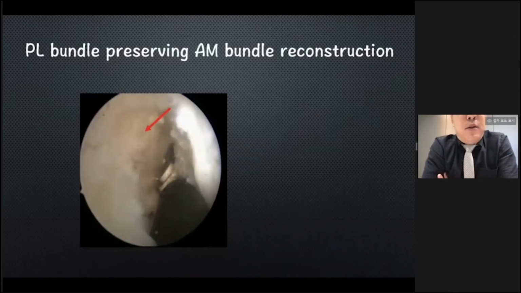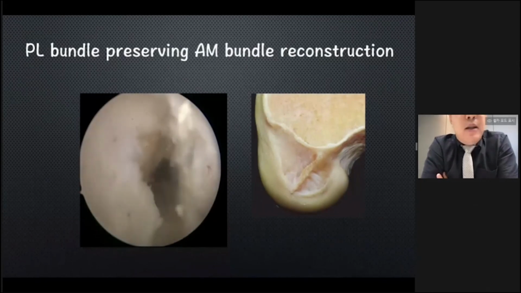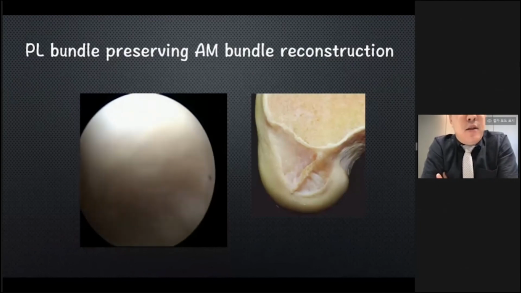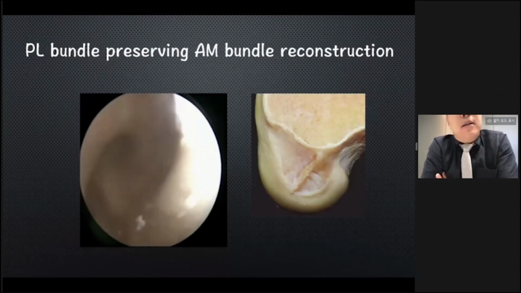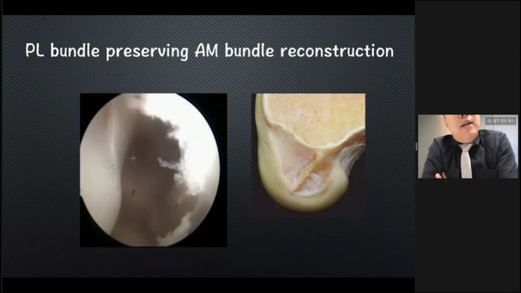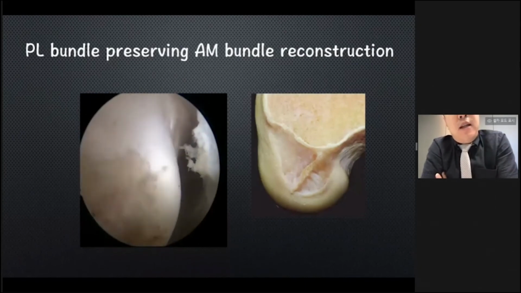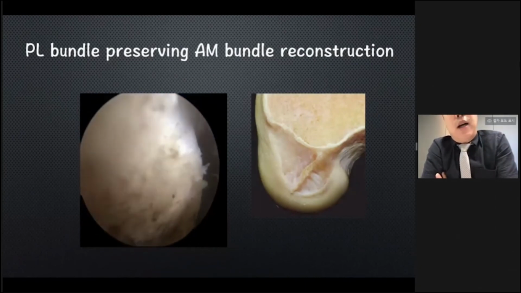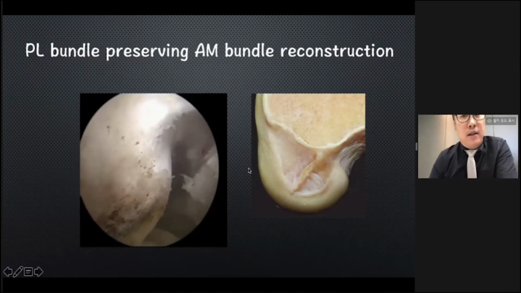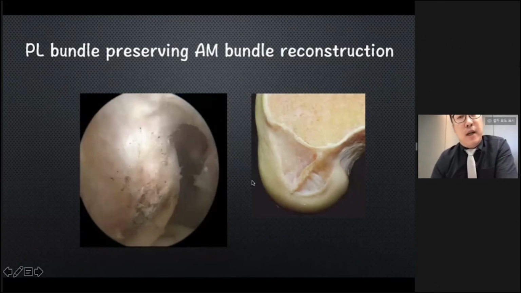Then you introduce the scope to the posterolateral compartment. You can see in this kind of patient, the space is very small. But if we use the 70-degree scope, we still can have a better visualization of the posterior femoral cortex, and you can look at the end of the cartilage like this, and we can look at the mark I made with the electric cautery.